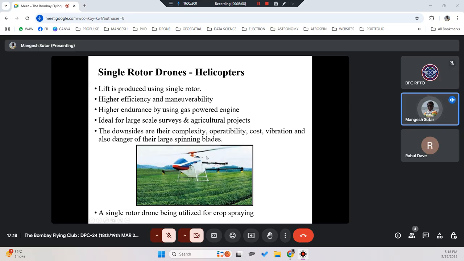A helicopter will normally have large spinning blades, which can cause a lot of challenges because it needs that area to be available when it is flying, and a helipad and all those things would be required. A single rotor drone can be utilized for crop spraying. If you have a big farm, 100 acres, and you want to do spraying, you can always use single rotor drones. But again, flying a single rotor drone, you will have challenges with respect to complexity, operability, cost, vibration, and danger of large spinning blades. Infrastructure would also be required for landing and takeoff of this type of helicopter.